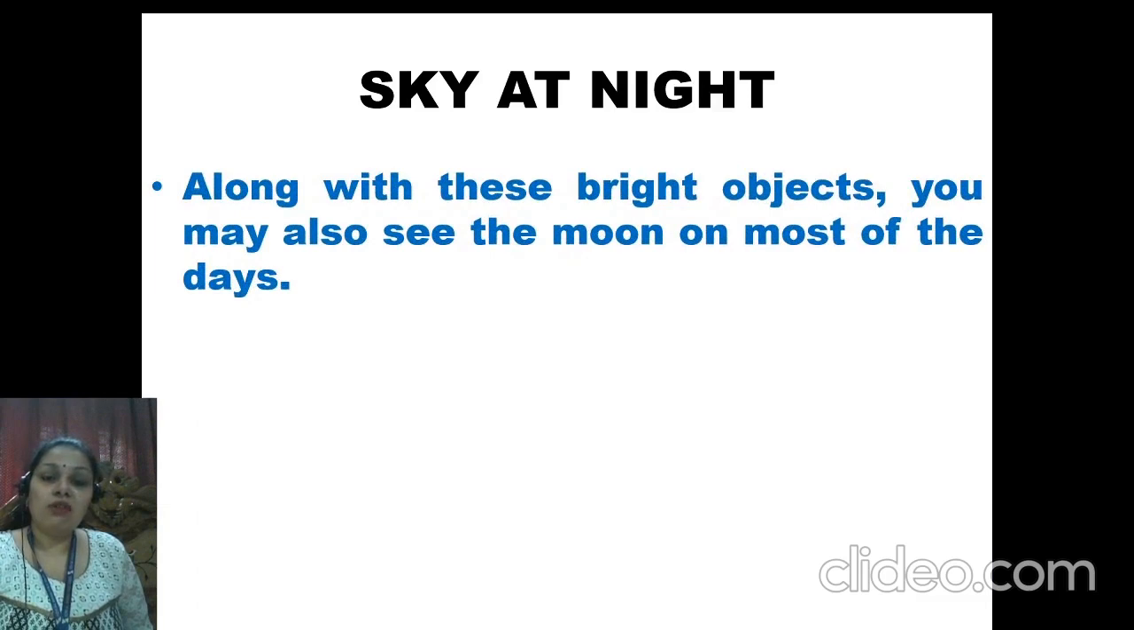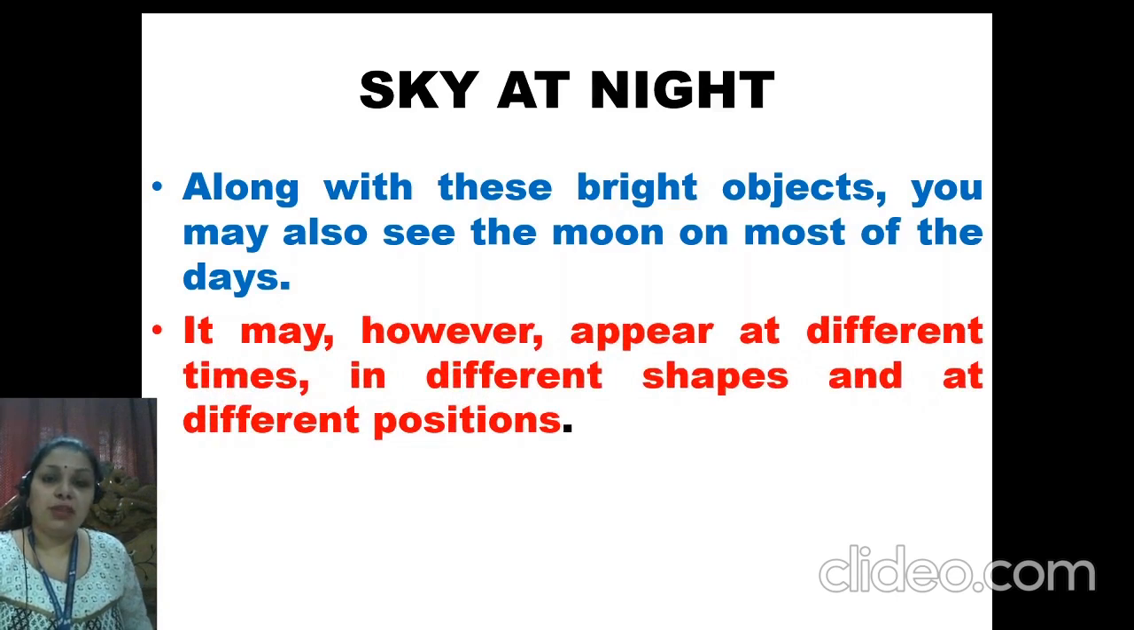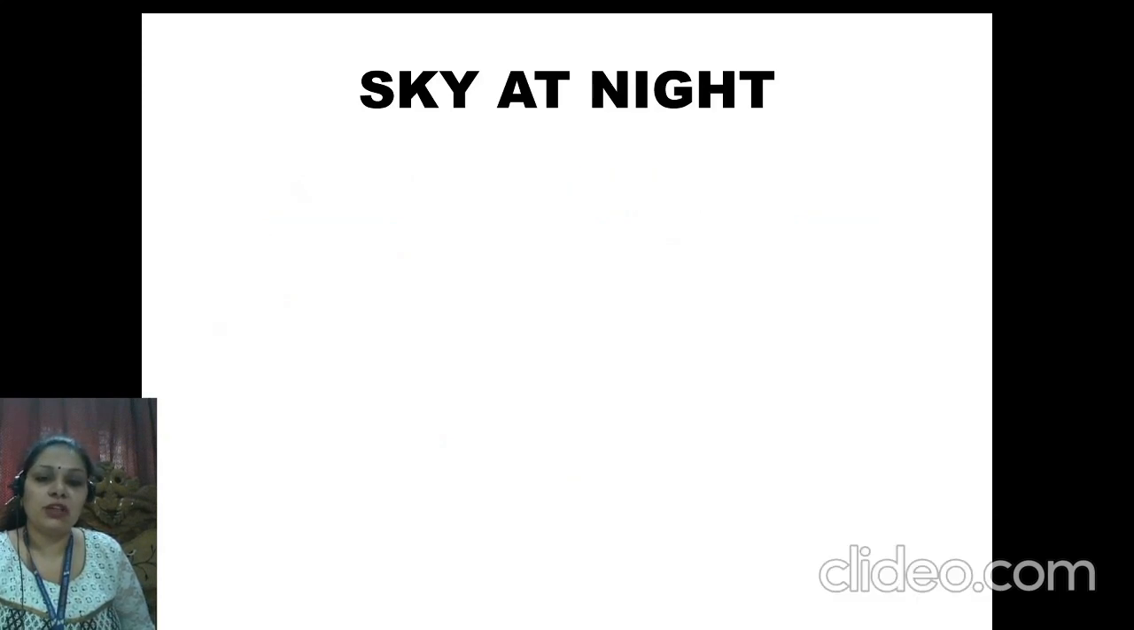Along with these bright objects, you may also see the moon on most of the days. When you see the sky at night, you will see these tiny dots in the sky, and you will also see the moon almost every day. It may, however, appear at different times, in different shapes and in different positions. On some day it will be of one shape, and another day it will look of a different shape. This is possible.